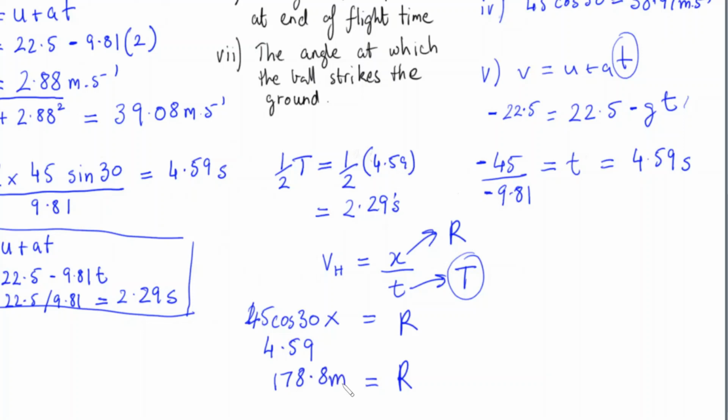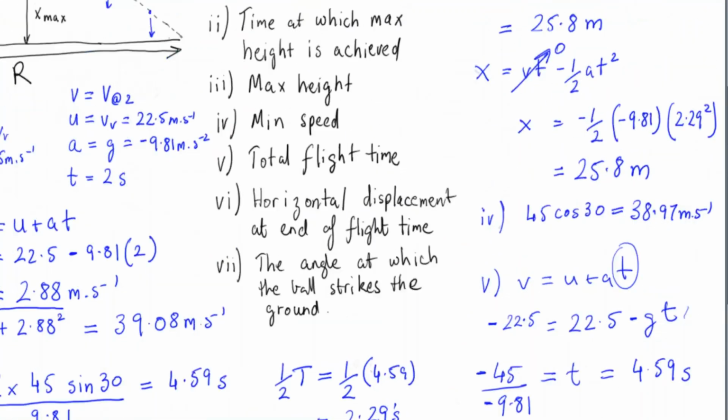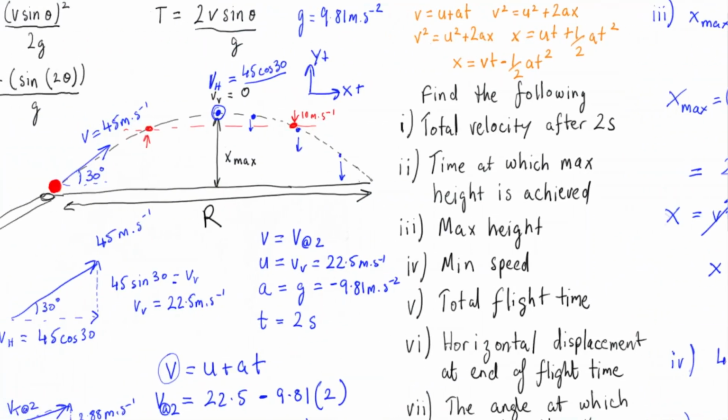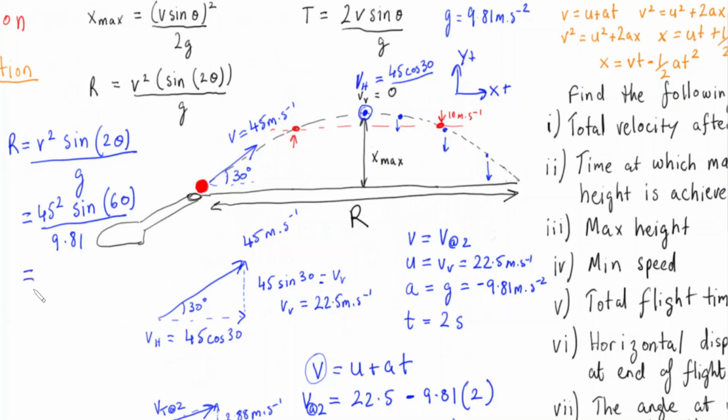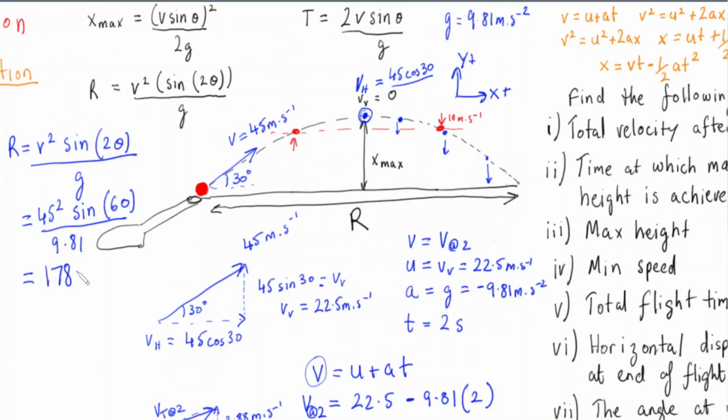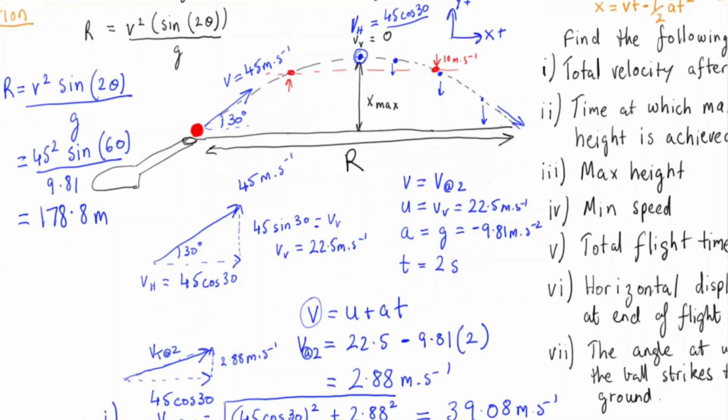That'll spit out 178.8 meters. Or the second way we could work this out is by using the equation we derived before for the range, which is r is equal to v squared sine 2 theta, all divided by g. So we can plug in our values: 45 squared, sine 2 theta, which is 60, divided by 9.81, which also gives us 178.8 meters.